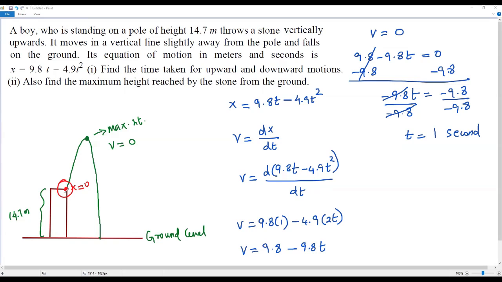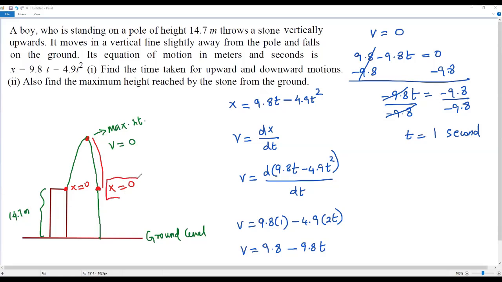At this position it is 0, because this is the position where the stone is thrown vertically upward by the boy. It reaches the maximum height somewhere else. Again, when the stone comes back and reaches the point corresponding to the starting point, the height of the stone will be 0. Again, it travels some distance to reach the ground. What distance does it travel to reach the ground? Already we know that this height is 14.7 meters.